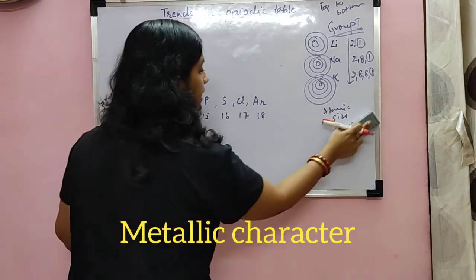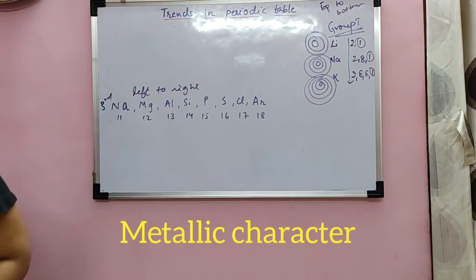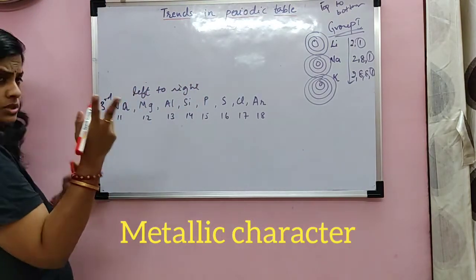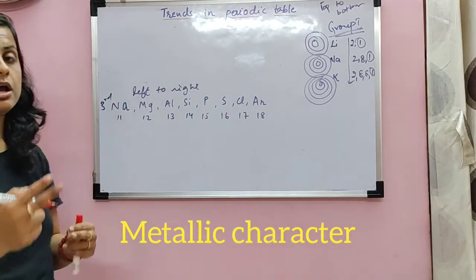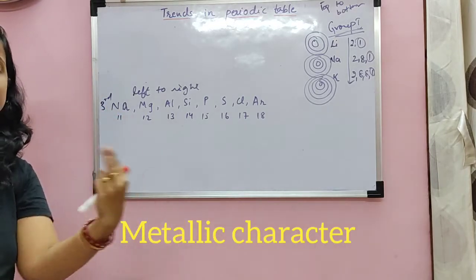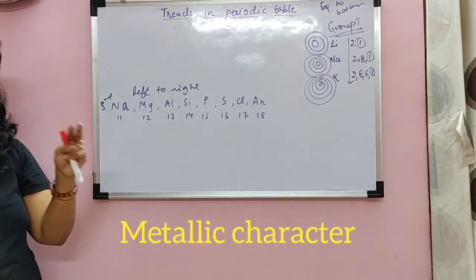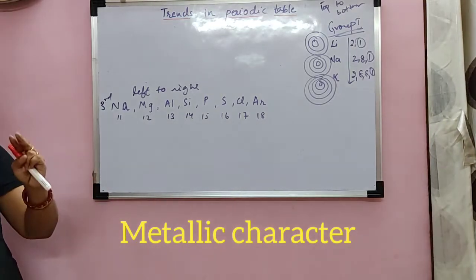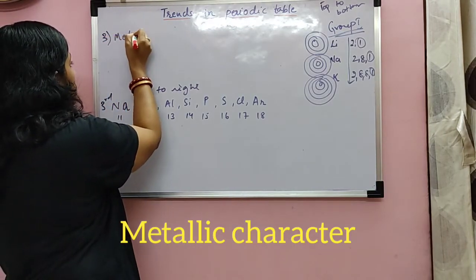Now what is metallic character? Metallic character is the tendency of an element to lose electrons. So basically two things will come. One is electropositivity and another one is electronegativity. Electropositivity means the tendency of an element to lose electrons, and electronegativity means the tendency of an element to gain electrons.